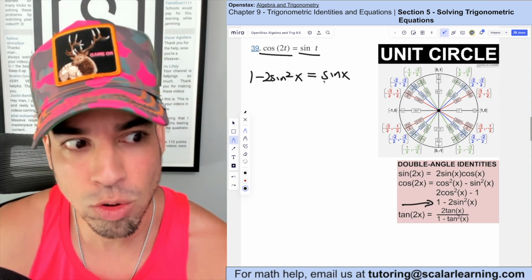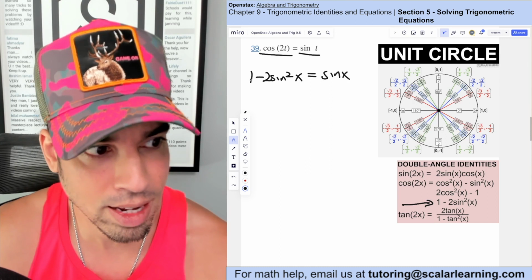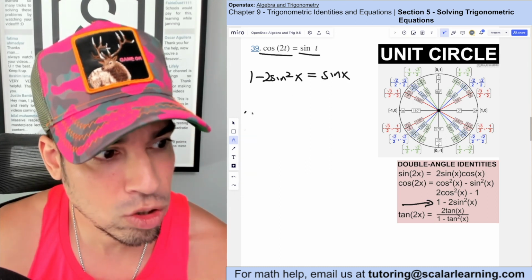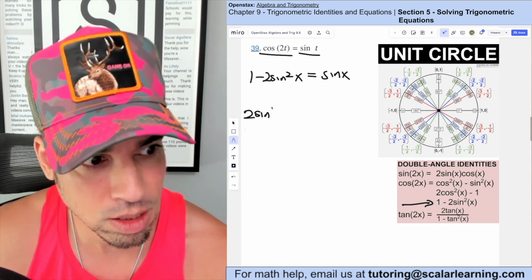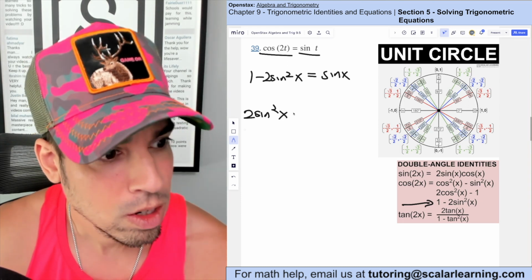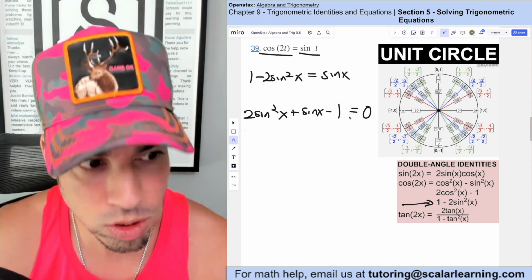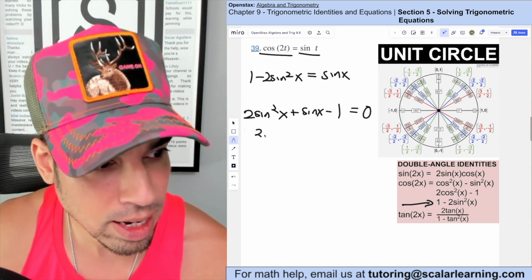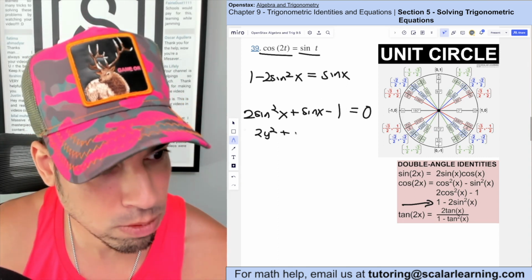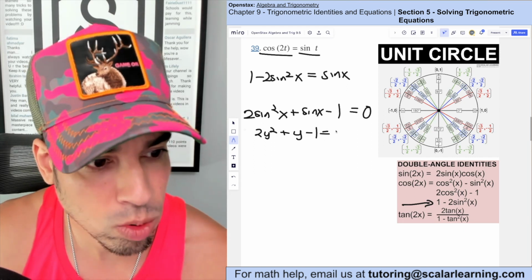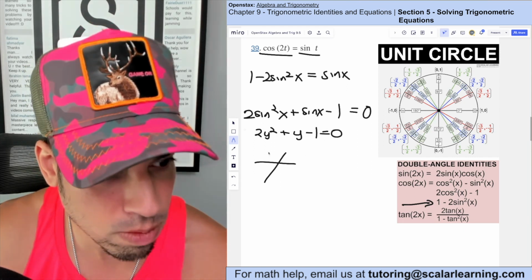So I'm going to add 2 sine squared x to the right-hand side and subtract 1. But when I do that, I'm actually going to write it on the left-hand side. Again, that's just a preference of mine. So it's 2 sine squared x plus sine of x minus 1 equals 0. Now what I'm going to do is factor this as if it were 2y squared plus y minus 1 equaling 0, and I'm going to use the star method for this.